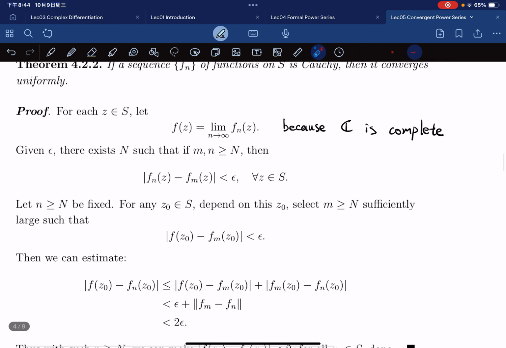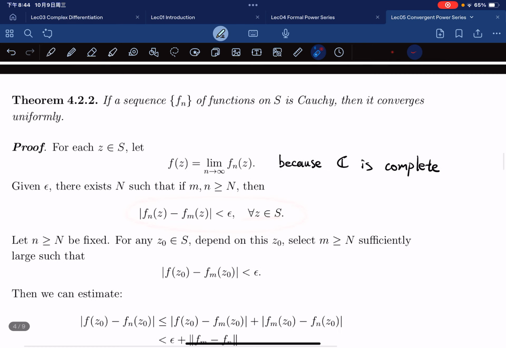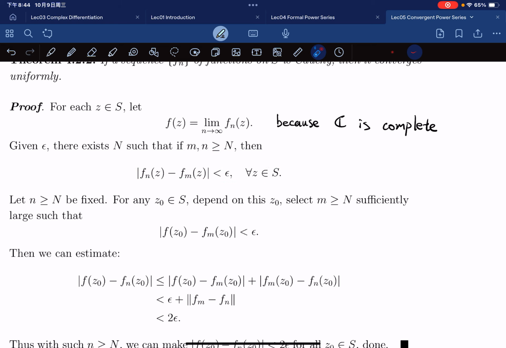Now, given epsilon, we can make this true for all z because the sequence is Cauchy. That is, there exists N such that for m, n greater than N, this is true for any z in the domain S.